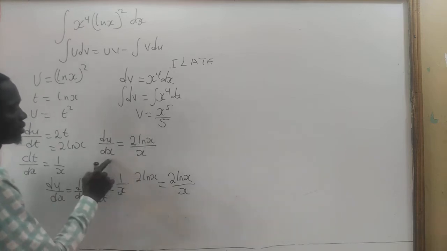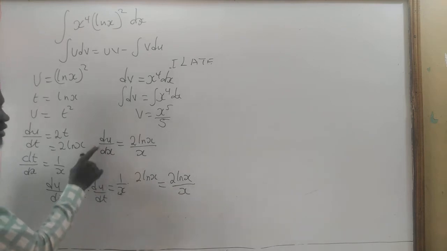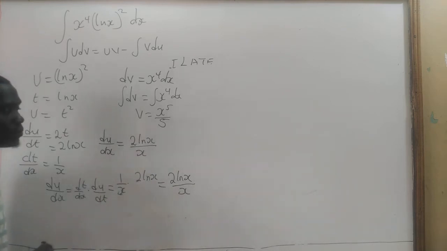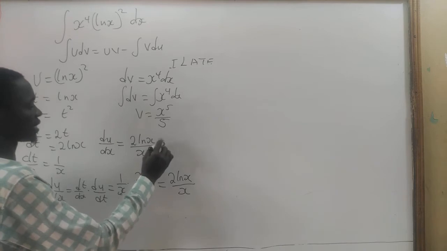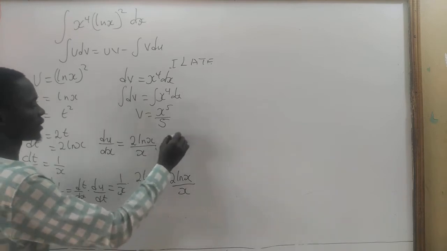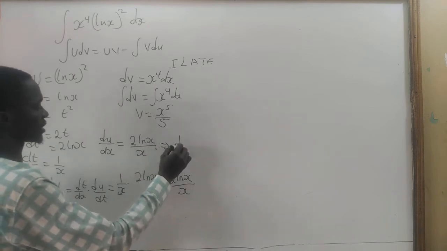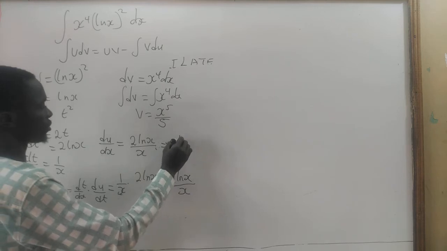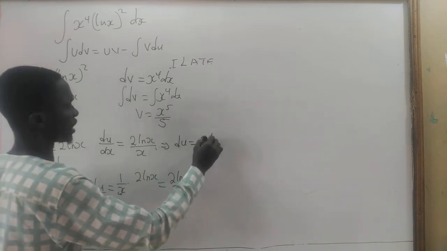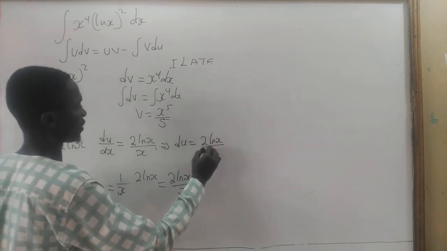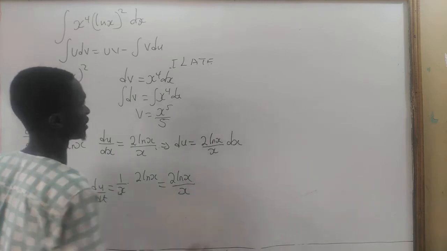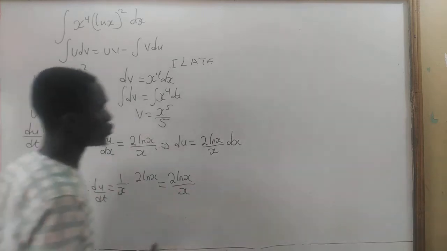Now let's make du the subject by multiplying both sides by dx. So this implies that du is equal to 2 times natural log of x divided by x dx. So now we are good to go.